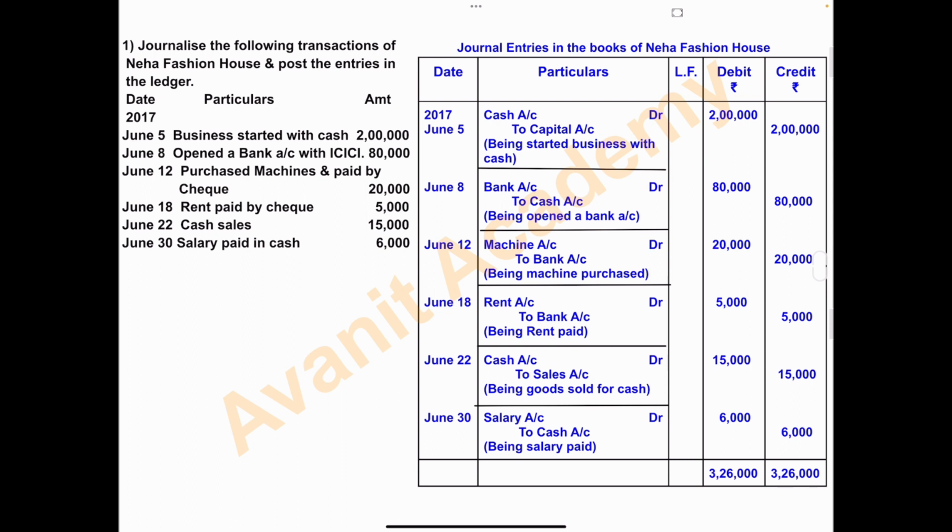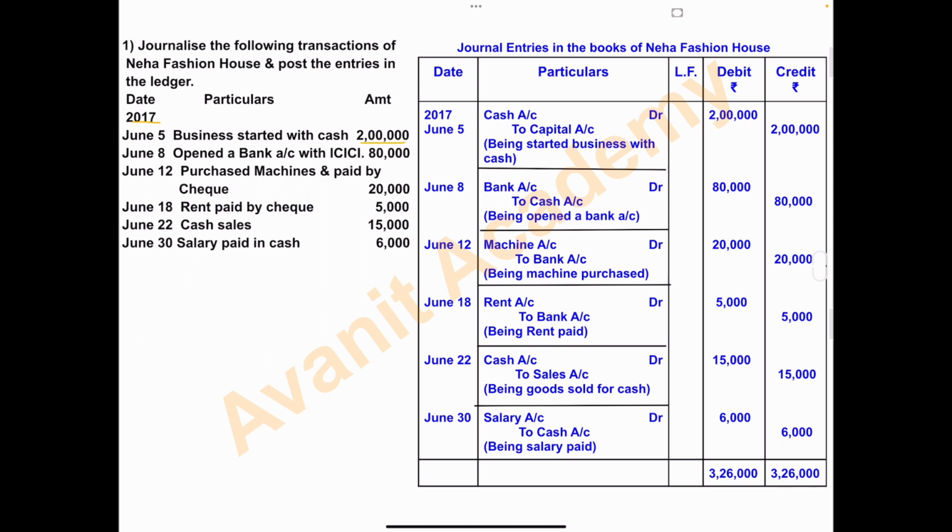So we'll see the first transaction. June 5th, business started with cash rupees 2 lakh. This first transaction, we have to prepare two accounts. One is cash account and another is capital account. Correct? So whatever the amount invested by the owner to start the business, that amount, that cash is called capital.